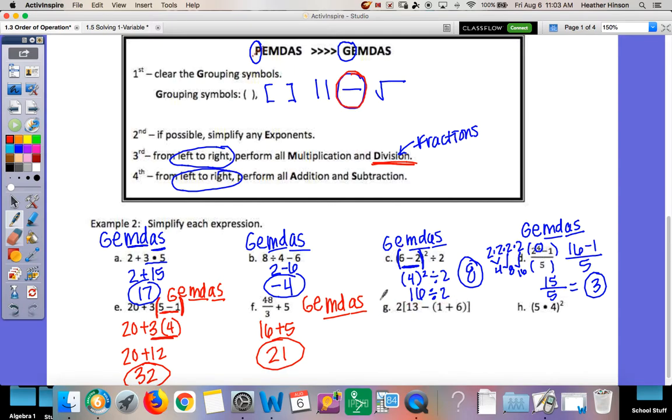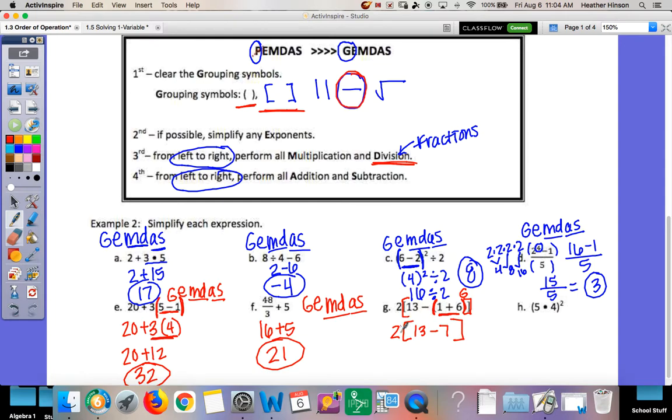Okay, really big group here, really big problem. So let's take it piece by piece. Do we have any groups? Yes, we have brackets and parentheses. So we want to know what we can do inside. I like to take the most inside problem first. So in the most inner group, this parenthesis, what can we do inside that parenthesis? We can add. What's 1 plus 6? That is 7.